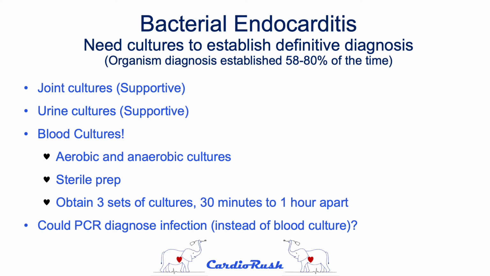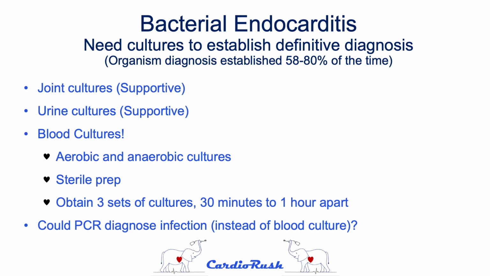And you'd like to get both aerobic and anaerobic blood cultures after a sterile prep of the skin. And you'd ideally like to get 3 sets of blood cultures 30 minutes to 1 hour apart. And you'd like to get these before you give antibiotics. So you do the first blood culture, you wait 30 minutes to an hour, you get the second one, you wait 30 minutes to an hour, you get the third blood culture, and then you start broad spectrum antibiotics.